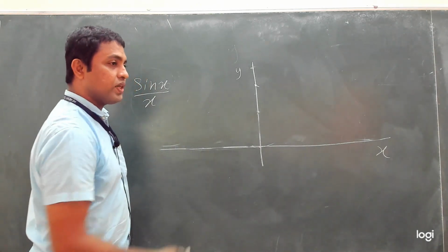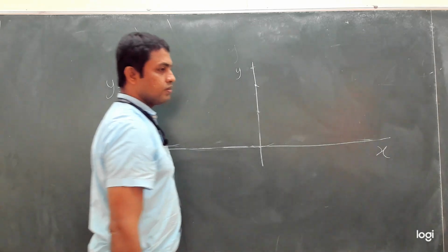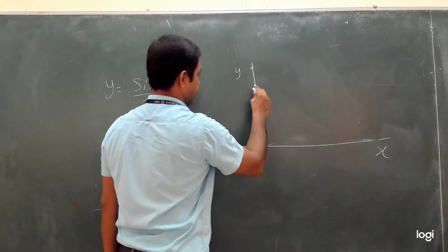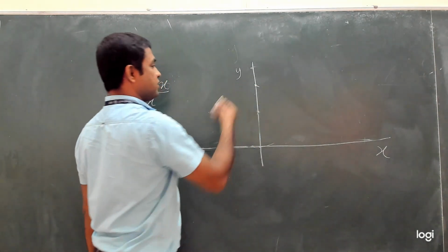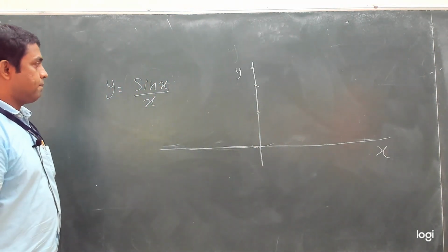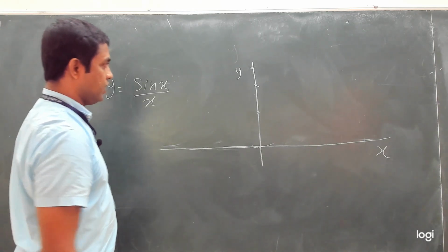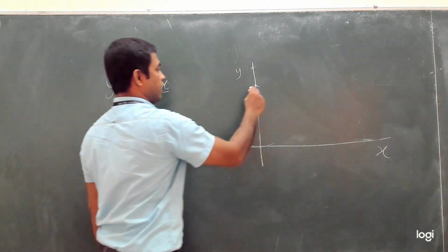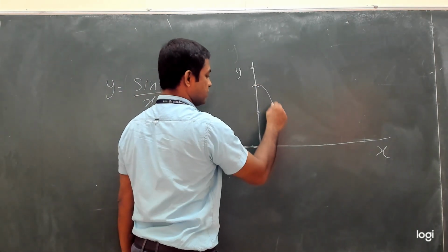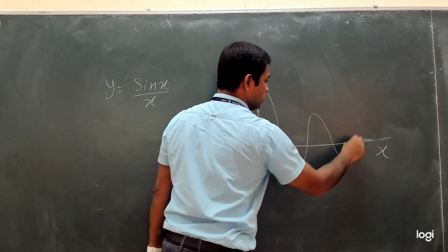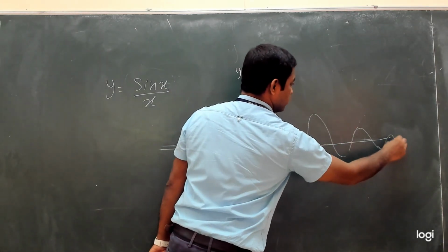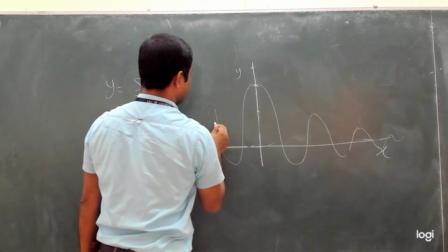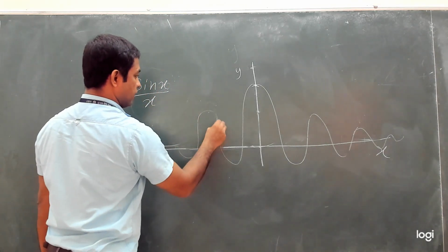Is it a symmetric function with respect to the y-axis? Yes, sir. Okay, it is a symmetric function. So what is the slope at x equal to 0? It is 0. So slope is 0 and it is a symmetric function. It damps down and goes to 0. So it is symmetric, it comes like this. So, maxima.